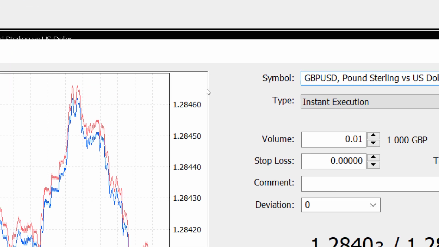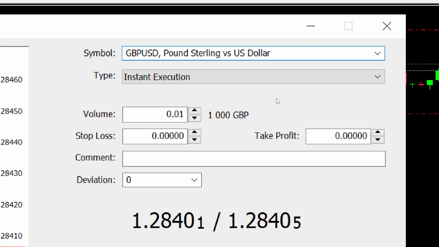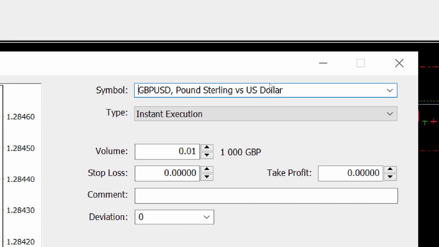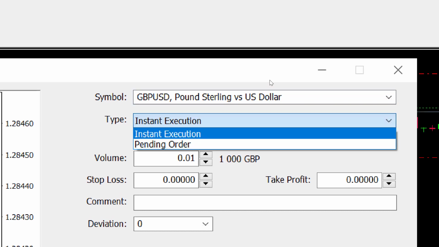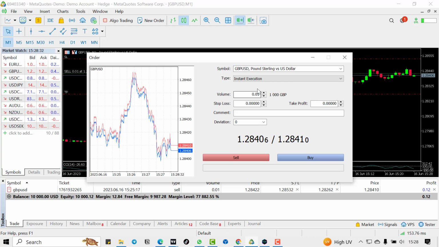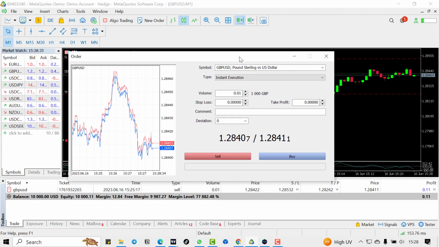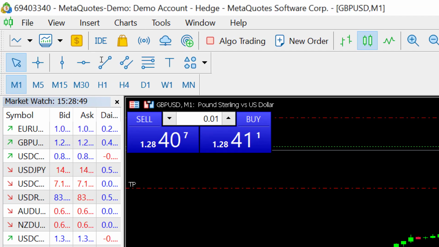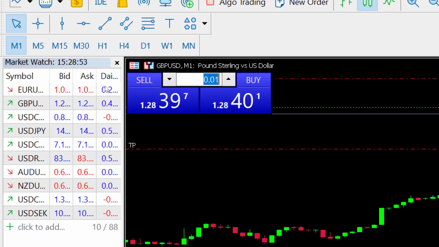So I have instant execution, that is buying or selling at market price, or I can use a pending order. We're going to be looking at that in the next video. If I want to buy or sell at the current price, I simply change my lot size. Actually, I didn't tell you how to change the lot size here. Simply change it from here. This is where you change the lot size, and then you press buy or sell.